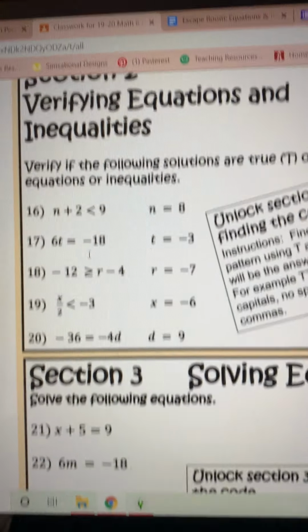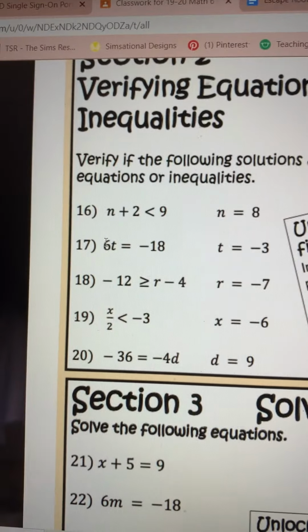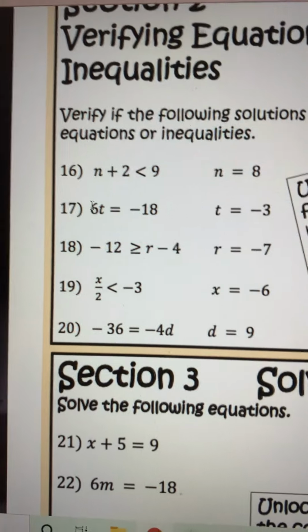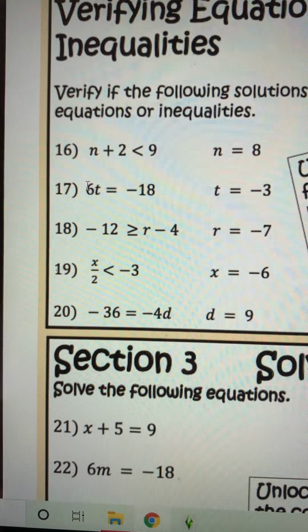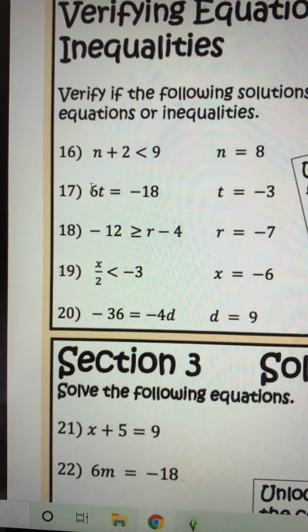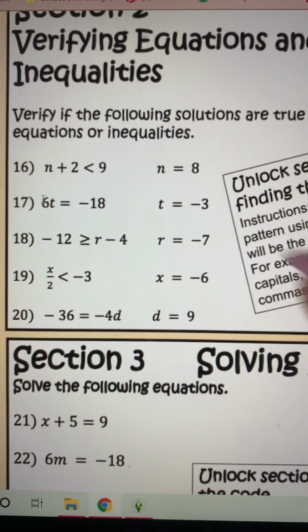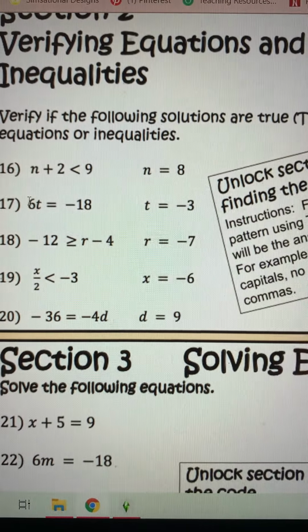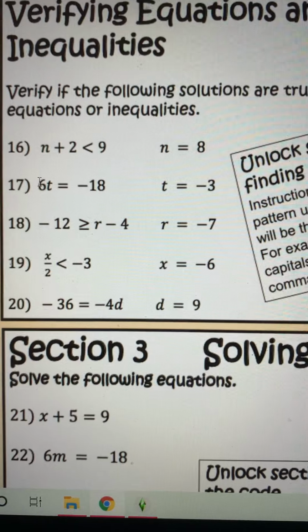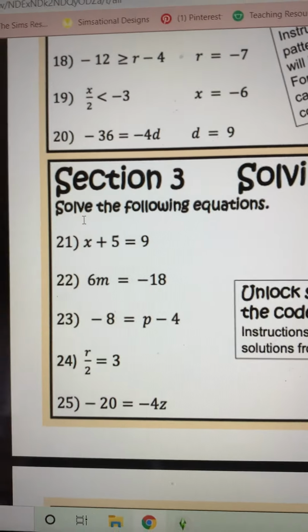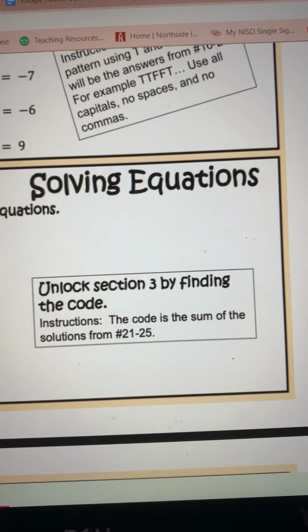Now remember, when we have it looking like this, I have a number and a variable super close together. That means I multiply. So I have 6 times whatever t is equals negative 18. But what if instead of t, I put a negative 3? Would that equal negative 18? Okay, section 3. It says I'm solving equations now.